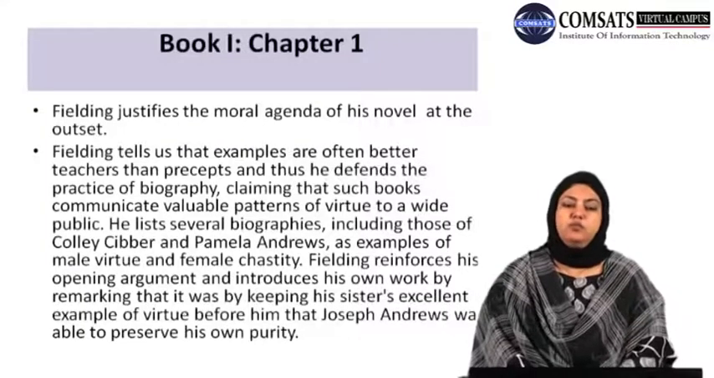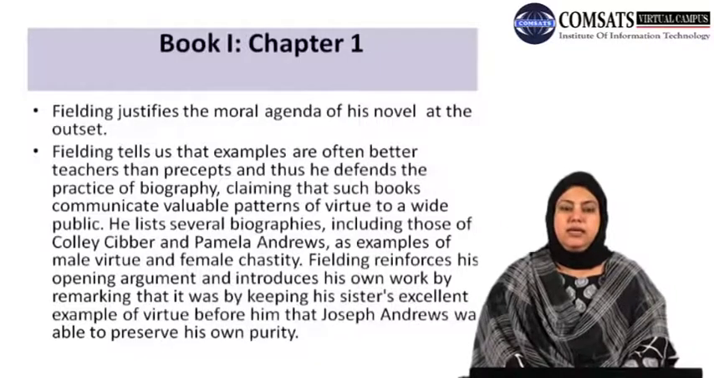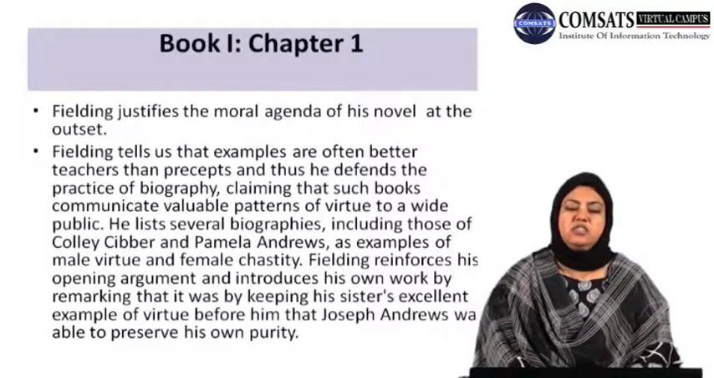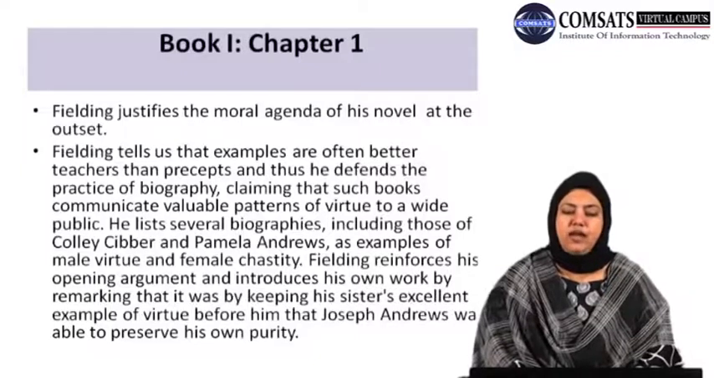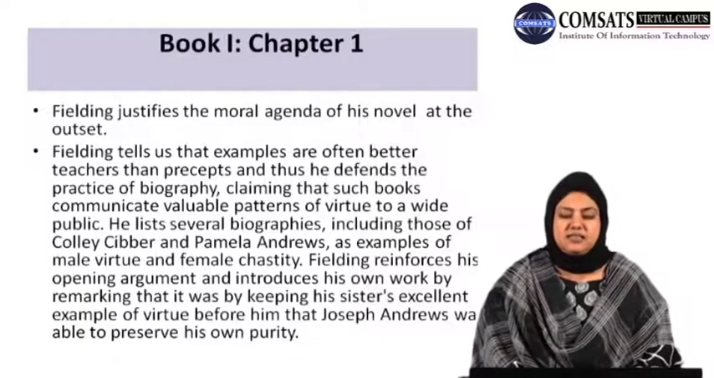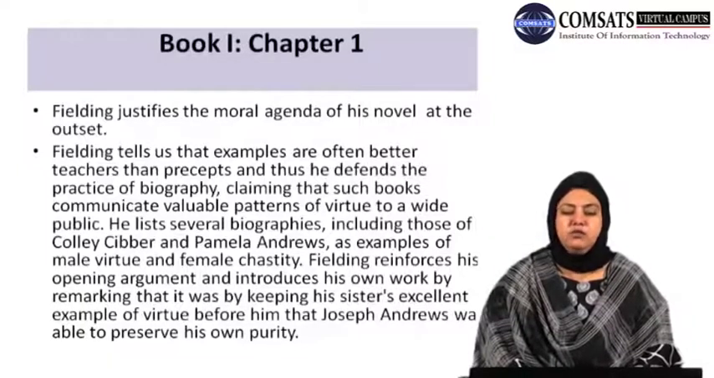With this we come to book 1, chapter 1. In this chapter, Fielding justifies the moral agenda of his novel at the outset, and he tells us that examples are often better teachers than precepts, and thus he defends the practice of biography, claiming that such books communicate valuable patterns of virtue to a wide public. He lists several biographies, including those of Colley Cibber and Pamela Andrews, as examples of male virtue and female chastity.